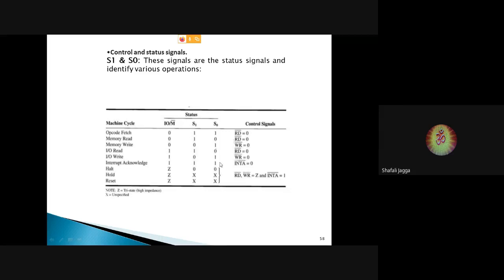Now this is about the S1, S0 and IO/M bar signals corresponding to the status of code fetch, memory read, memory write, IO read and IO write operations being performed.